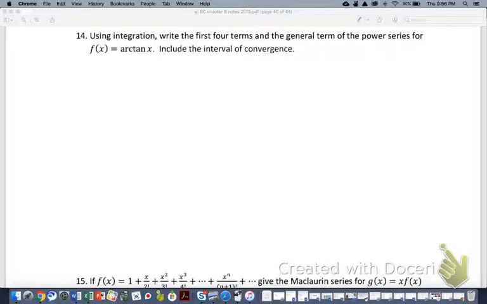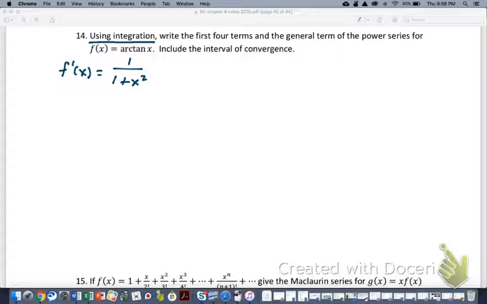So number 14 is similar to one of the questions we did yesterday. It uses this key phrase right here, using integration. So that just tells us that one of the things we're going to need to do is integrate, find an antiderivative. We could do this in a similar way to what we did yesterday. If I notice that f prime of x is equal to 1 over 1 plus x squared, this might give us a little bit of a hint as to how we're going to use integration.